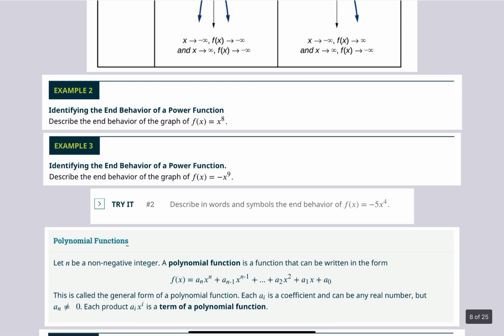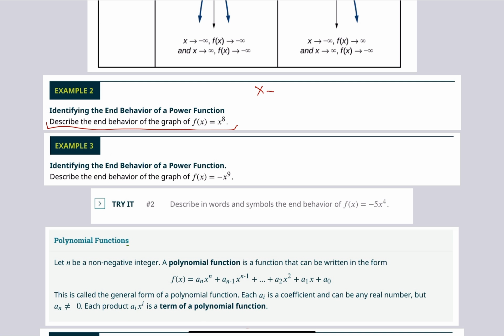Now, describe the end behavior of the following function. This means that as x tends to infinity, what happens to the function? Well, f of x equals infinity to the power of 8, which equals infinity. Now, what if x tends to negative infinity, f of x of negative infinity to the power of 8? What is this equal to? Well, remember, if it's even, the negative cancels out, so it's equal to infinity, and that's it.